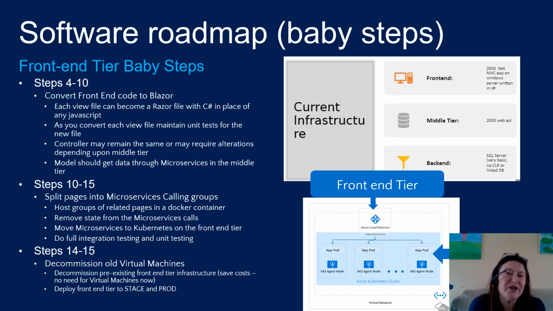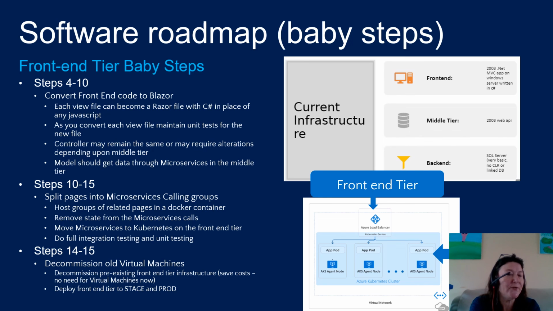So while all those changes have been happening in the middle tier, the front end tier has also been doing some baby steps. So these steps here are how you would do the front end. So for the front end, you would convert the front end code into whatever you're going to use for the front end. So in our case, we've decided Blazor.